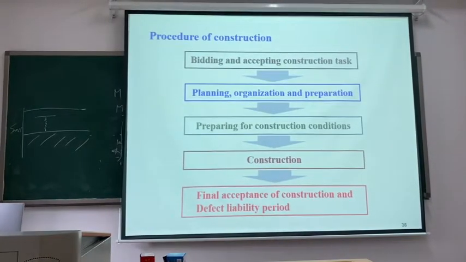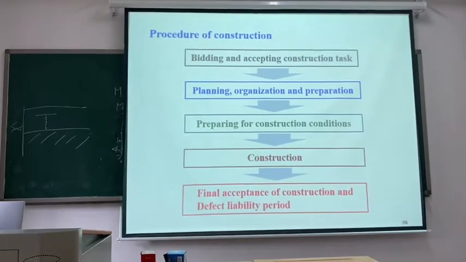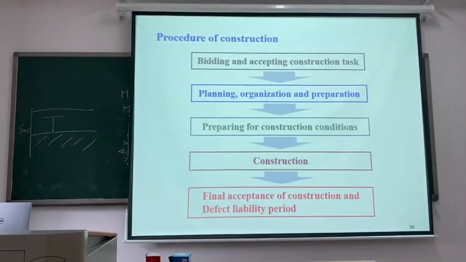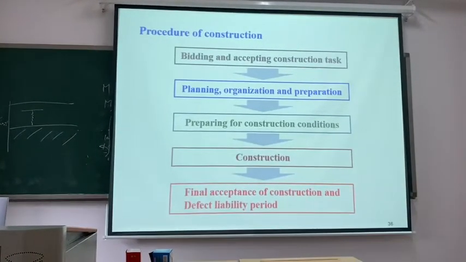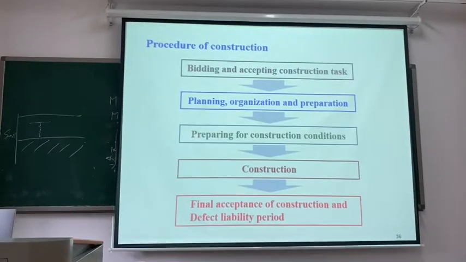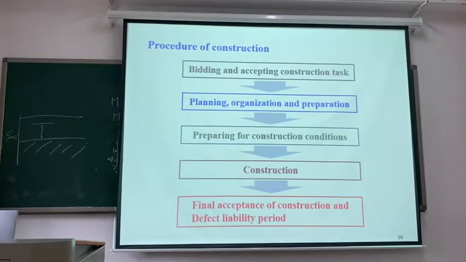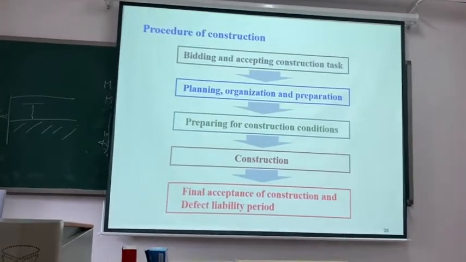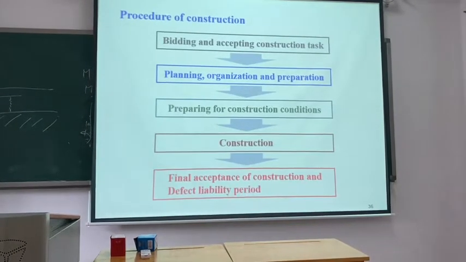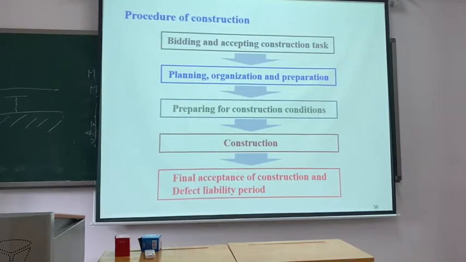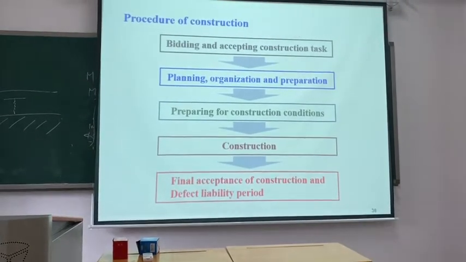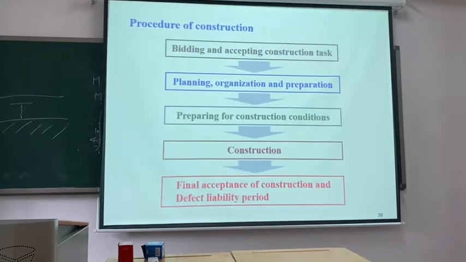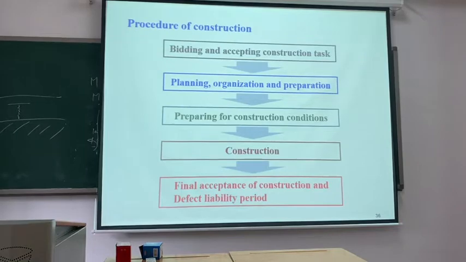Proceeding serial of construction, we can follow bidding and accepting construction cost. Another is planning, organization, and preparation. Next is preparing for construction conditions. Construction. Final acceptance of construction and defect liability period. So, for highway construction, the construction period is usually 3 or 4 years, even more according to the construction conditions.